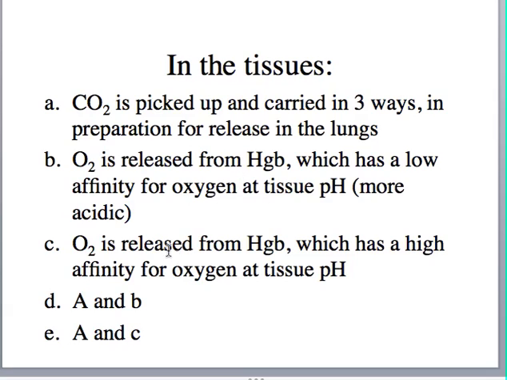Well, let's think about this. Let's read this next one. C: Oxygen is released from hemoglobin, which has a high affinity for oxygen at tissue pH. Well, these both can't be true, can they? So we have to go back and remember that hemoglobin has a low affinity for oxygen at tissue pH, which happens to be more acidic. Therefore, it wants to release oxygen at the tissues. So A and B have to be true. So the answer should be D there.